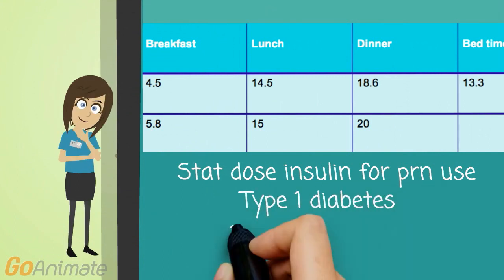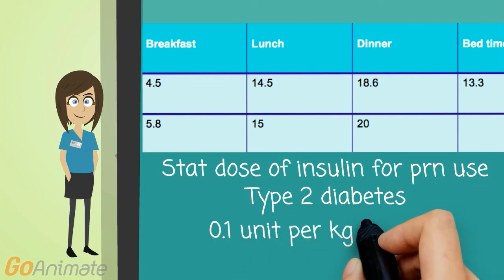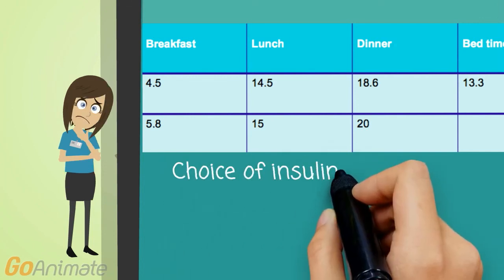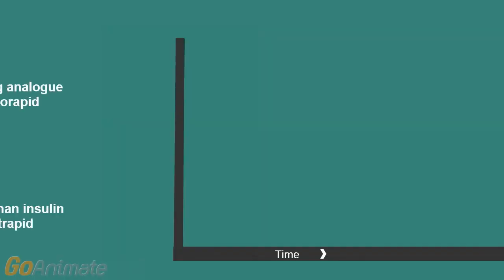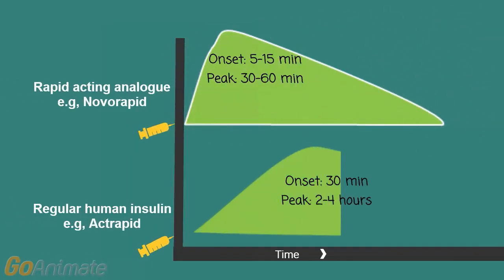Remember, in patients with type 1 diabetes, 1 unit of insulin will drop up to 3 millimoles of glucose. In type 2 diabetes, you may need to give a bigger dose. Emma, what is the choice of insulin for a stat dose? Choose rapid-acting analog like Novorapid over Actrapid for prompt correction of hyperglycemia.